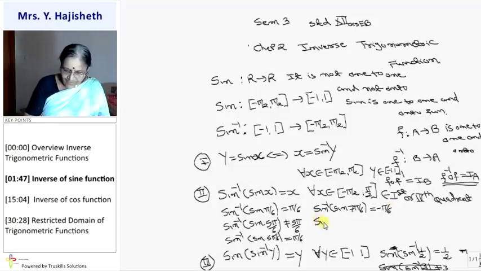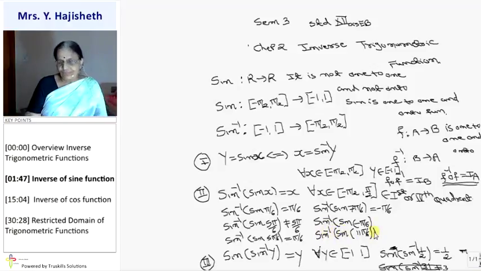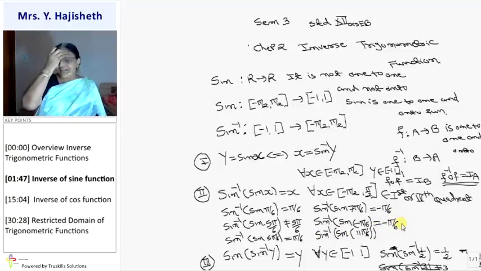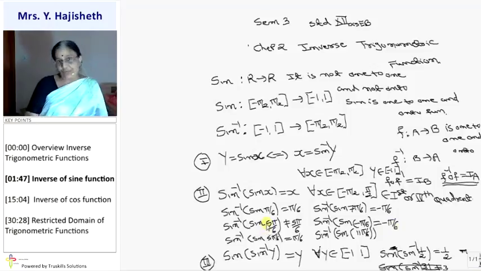And sine inverse sine minus pi by 6. Or you are given minus pi by 6 also written as 11 pi by 6. Because 2 pi minus pi by 6 and minus pi by 6, both angles are in the fourth quadrant. So for both of these, the answer will be minus pi by 6. Clear?